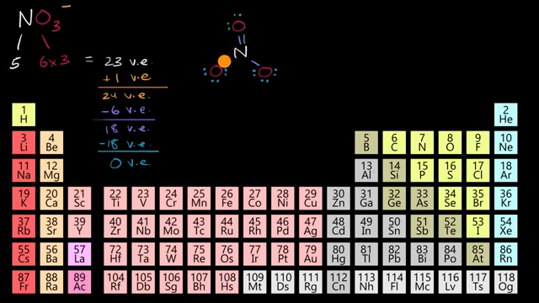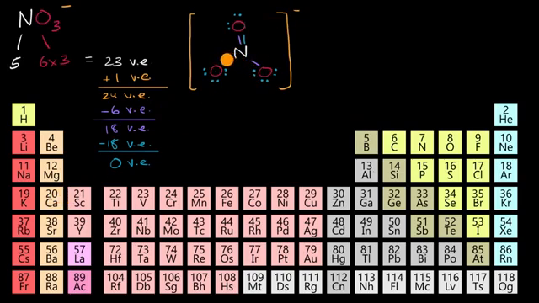And this is looking pretty good. We have 8 valence electrons around each of the oxygens, and now we have 8 for the nitrogen, 2, 4, 6, 8. And we have to remind ourselves that this is an anion. It has a -1 charge. So to finish the Lewis diagram, we would just put that negative charge there. And this is all well and good.